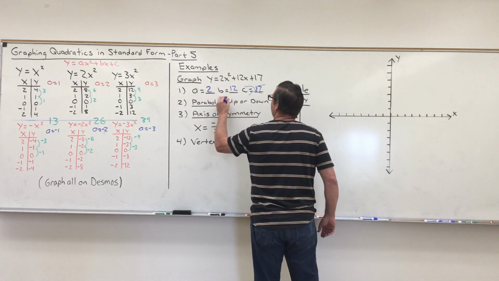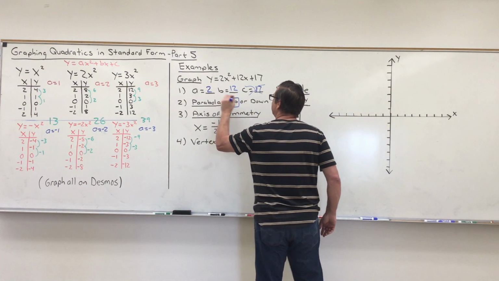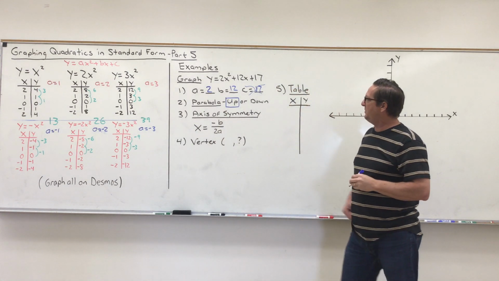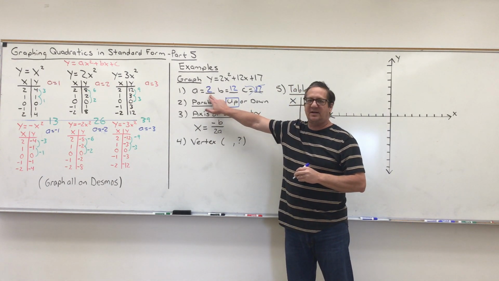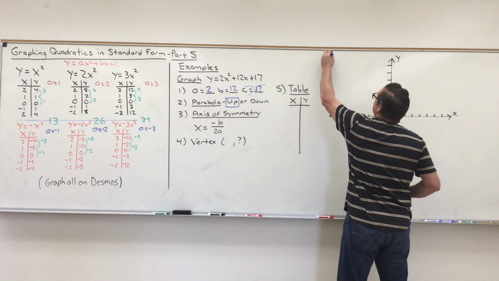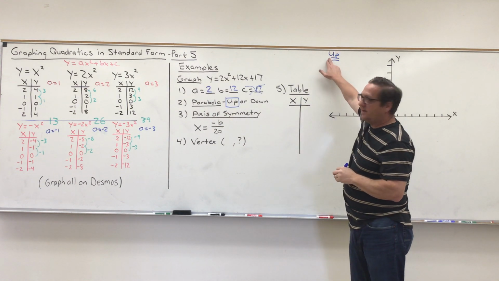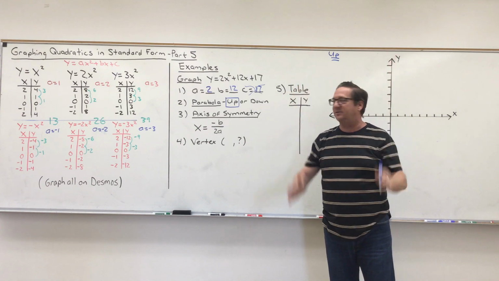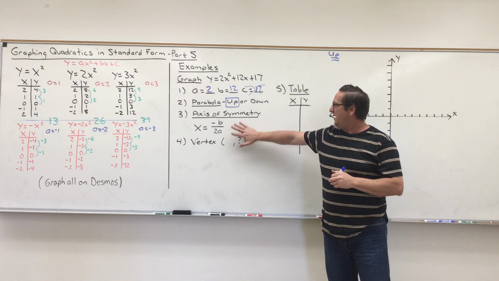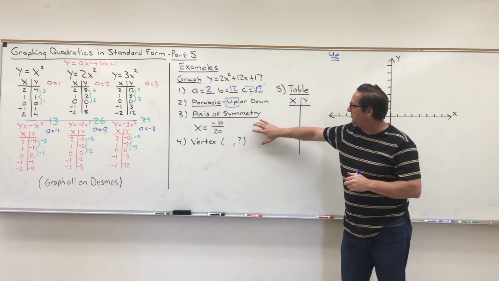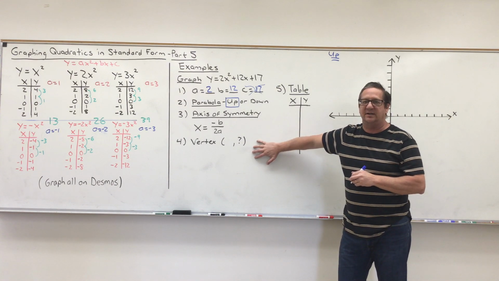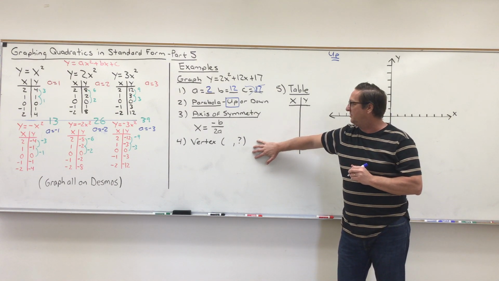And part 2, our parabola is going up because A is positive. I might write up right here just to remind me so that it's going up. And then part 3 is our axis of symmetry. 3 and 4 is where the real work is done and where we have to be careful.